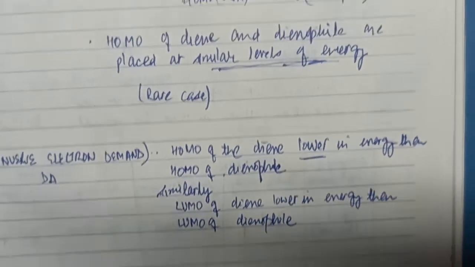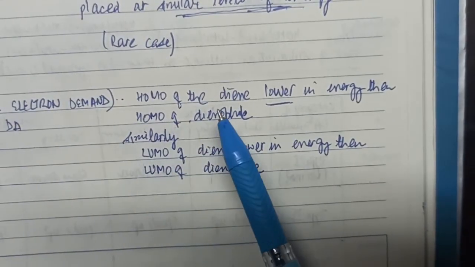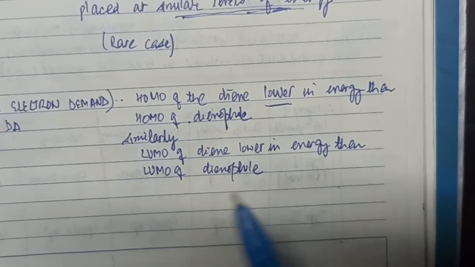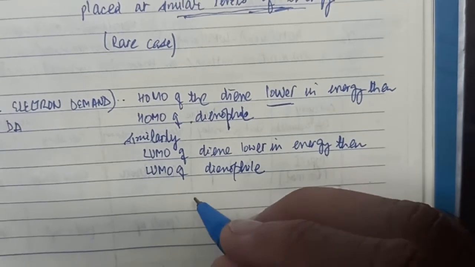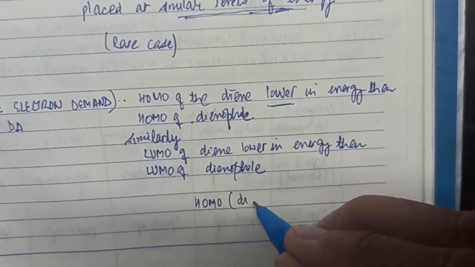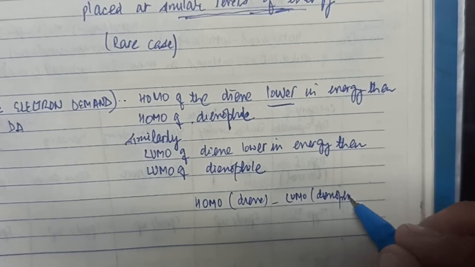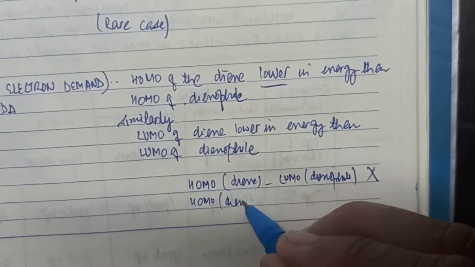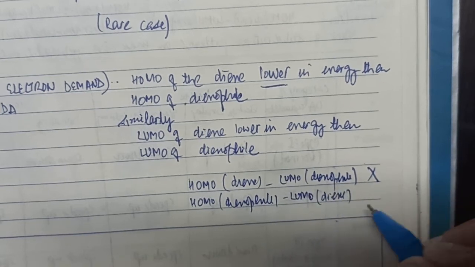Earlier, in the case of normal Diels-Alder cycloaddition reaction, we said that it is the HOMO of the diene which is higher in energy than the HOMO of the dienophile. In inverse Diels-Alder cycloaddition reaction, it is the HOMO of the diene which is lower in energy than the HOMO of the dienophile, and similarly the LUMO of the diene should be lower in energy than the LUMO of the dienophile. So type 3 is exactly opposite to type 1, and hence in this particular case the HOMO of the diene with the LUMO of the dienophile is less contributing and less important in interaction. On the contrary, it is the HOMO of the dienophile and the LUMO of the diene which is more contributing and more important in interaction.